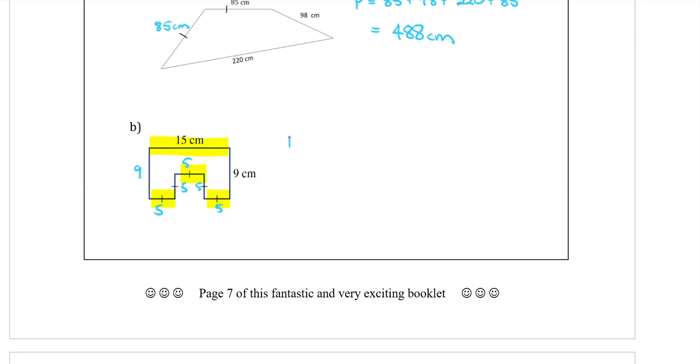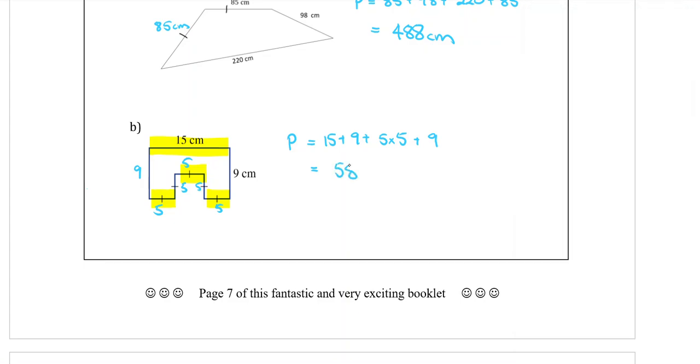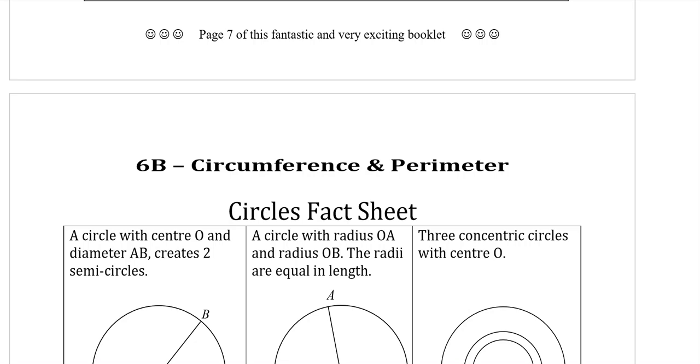All right, so P for perimeter equals, starting with 15 on the top, plus 9, plus, now we could just go 1, 2, 3, 4, 5 times 5, or you can go 5 plus 5 plus 5 plus 5 plus 5, and then plus another 9 on. What does that equal? 158 centimeters. Okay, so that was last lesson when we did perimeter of straight-sided shapes.